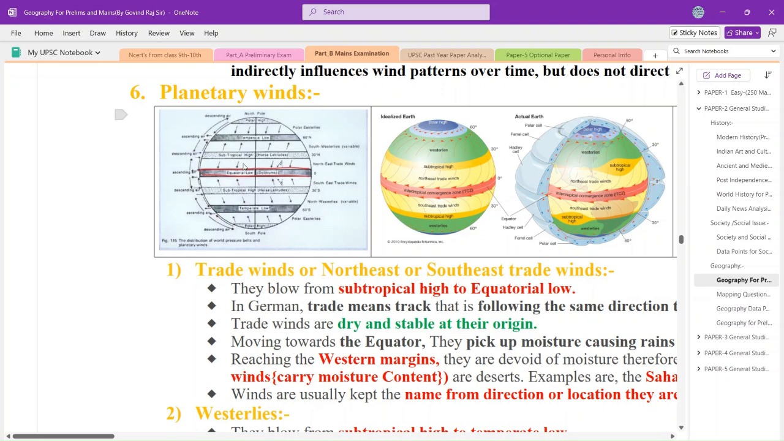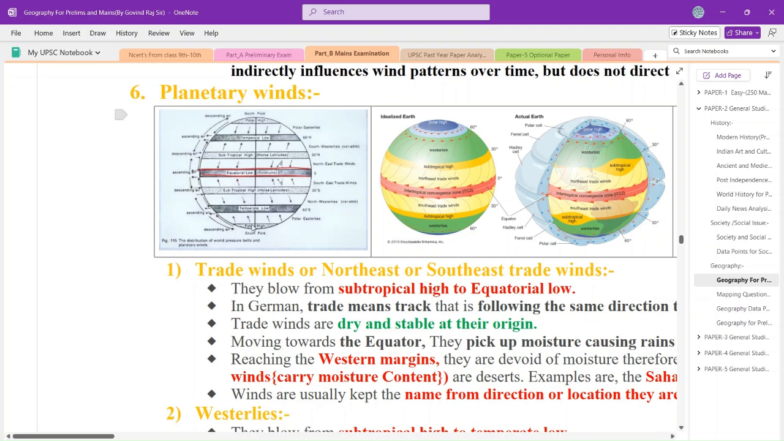One more important concept is that we usually give winds their name on the basis of the direction from which they are coming. Here, you can see that the winds that are coming from 30 to 0 usually seem to come from the northeast direction, so we call them northeast winds. Similarly, from 30 degrees south to 0, they appear to come from the southeast direction.